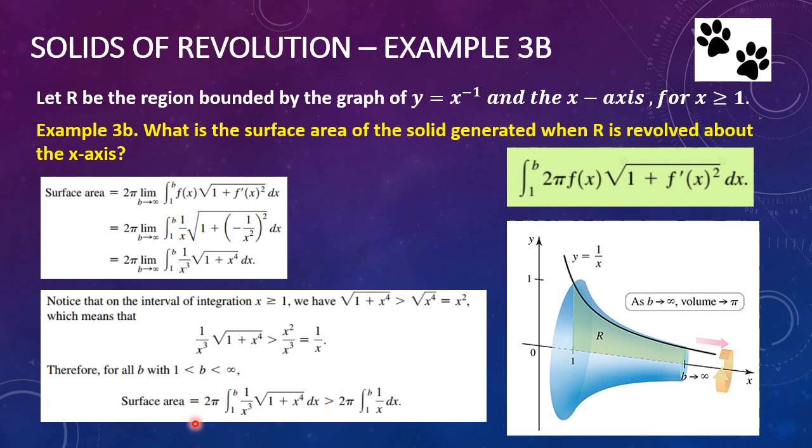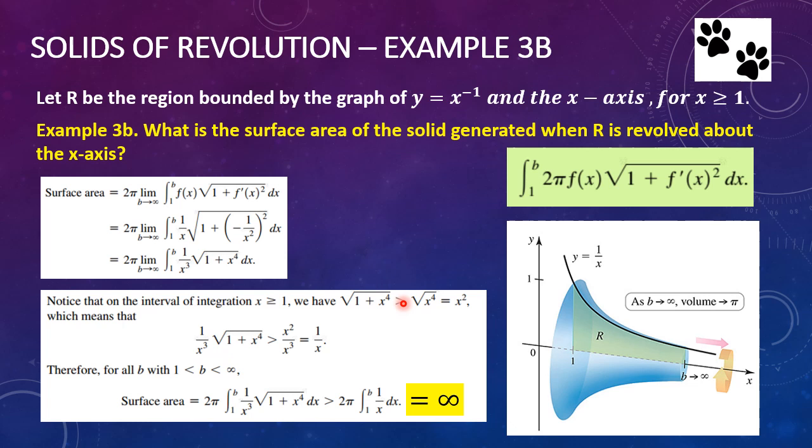So we know that the surface area is going to be greater than 2 pi times the integral of this simpler integrand. So our value from our formula is going to be greater than this value, which is easier to solve. And in fact, we did solve it in example 2, and it equals infinity. So if this smaller value is infinity, then we know that our larger value is infinity as well. And so in this case, this integral diverges.